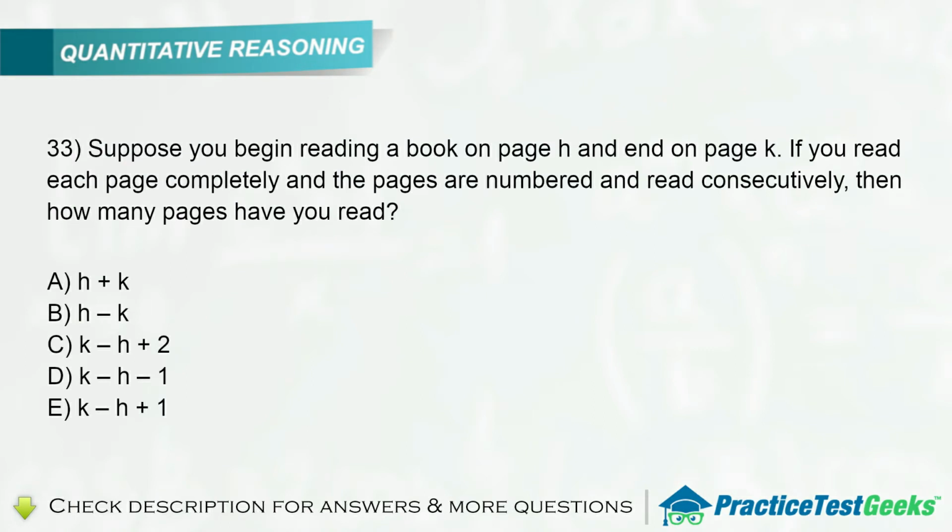Question 33. Suppose you begin reading a book on page H and end on page K. If you read each page completely, and the pages are numbered and read consecutively, then how many pages have you read? A. H plus K. B. H minus K. C. K minus H plus 2. D. K minus H minus 1. E. K minus H plus 1.